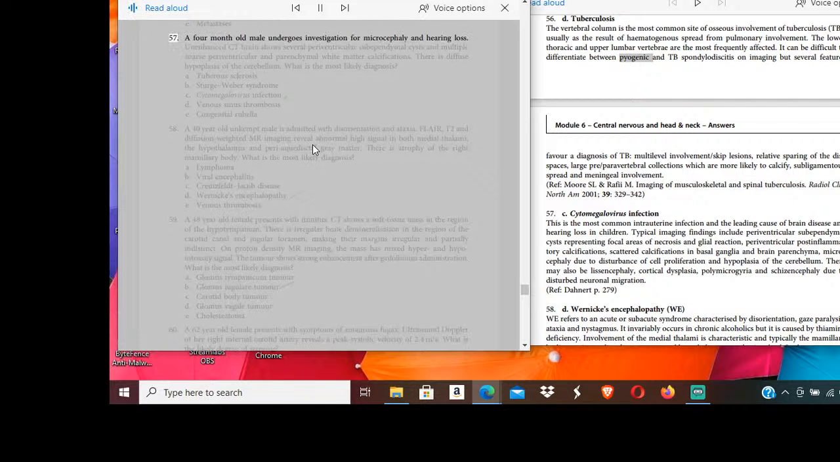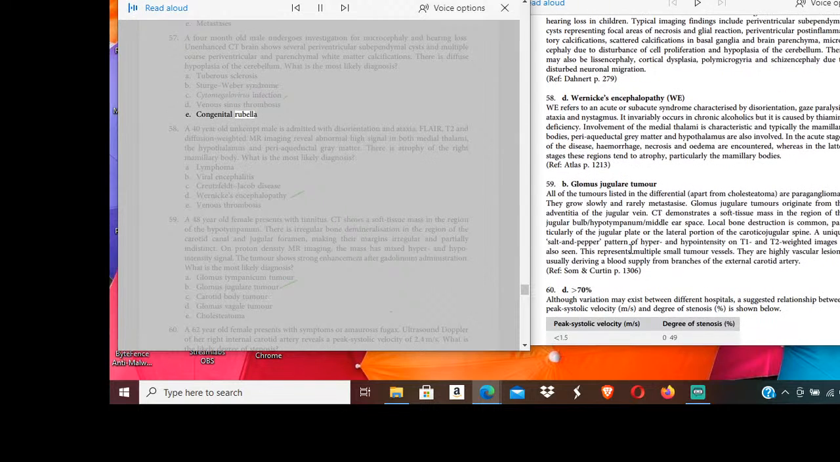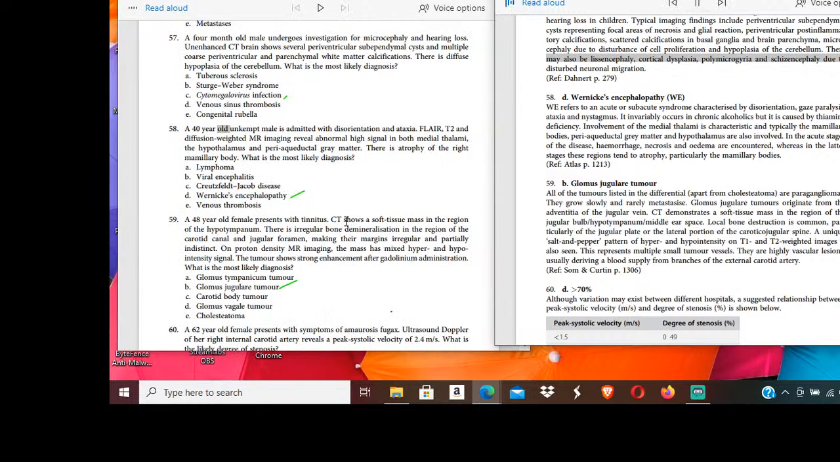E. Metastases. 57. A 4-month-old male undergoes investigation for microcephaly and hearing loss. Unenhanced CT brain shows several periventricular subependymal cysts and multiple coarse periventricular and parenchymal white matter calcifications. There is diffuse hypoplasia of the cerebellum. What is the most likely diagnosis? A. Tuberous sclerosis. B. Sturge-Weber syndrome. C. Cytomegalovirus infection. D. Venous sinus thrombosis. E. Congenital rubella.